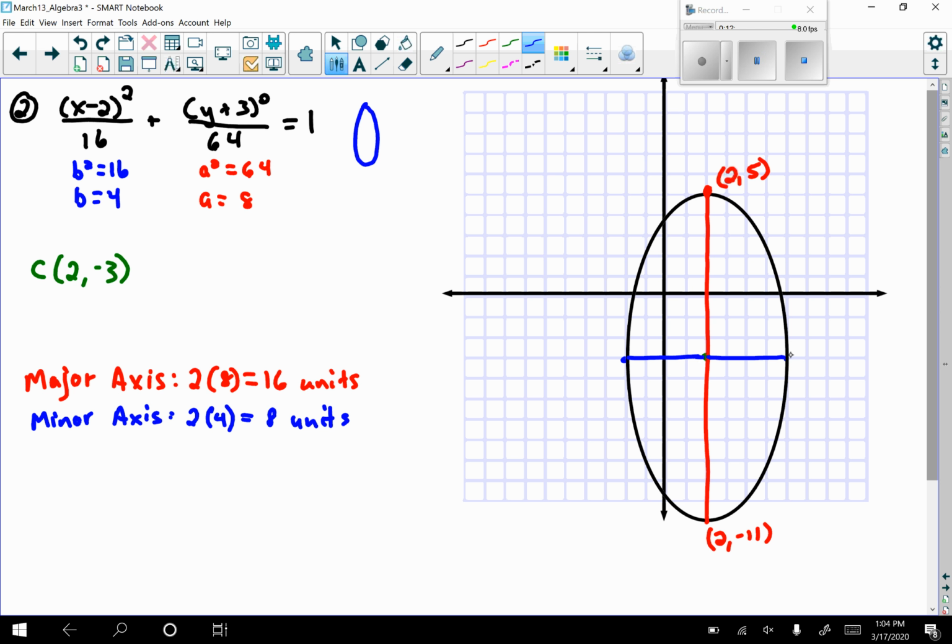All right, we also have vertices here. This looks to be 6, negative 3, and then negative 2, negative 3. All right, so writing in each vertex here, we have our major and minor axes drawn in and our ellipses graphed.